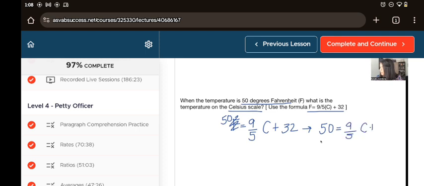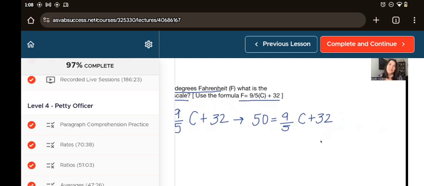Right now, the C has a 9 over 5 multiplied to it and a 32 added to it. So the first thing we're going to do is we're going to minus the 32 so that it can cancel out on this side. Whatever I do to one side of my equal sign, I have to do to the other side of my equal sign. So because I minus 32 on the right side, I also minus 32 on the left side. So 50 minus 32. 10 minus 2, 8. 4 minus 3, 1. So I get 18 equals 9 over 5 times C.